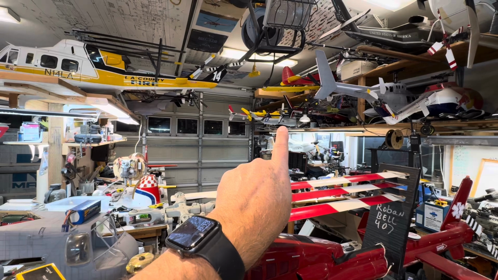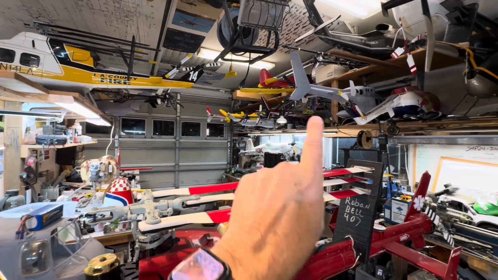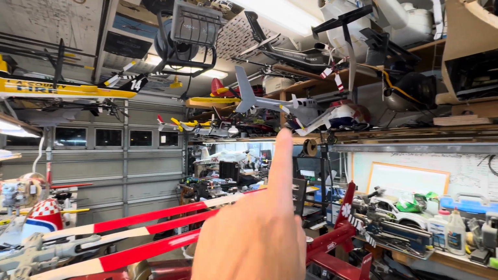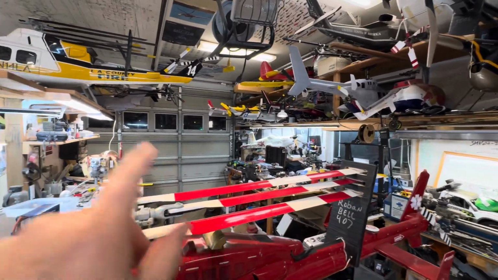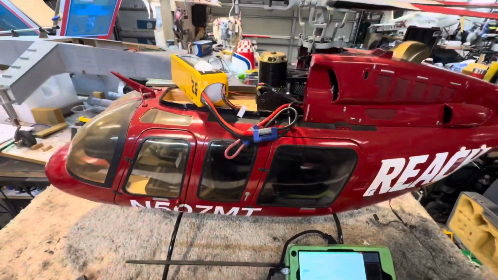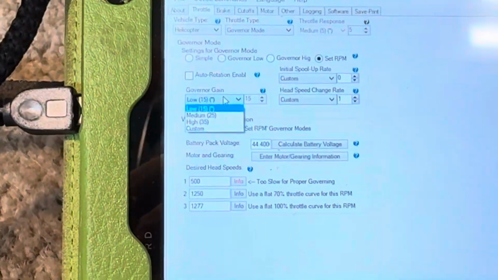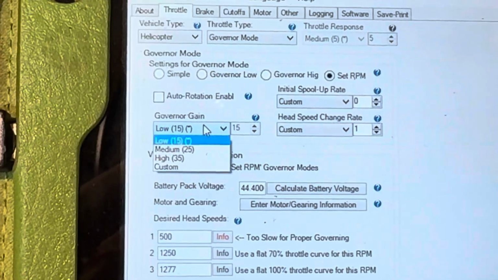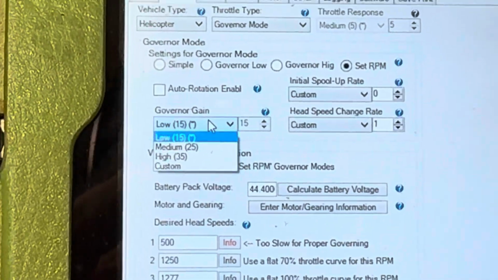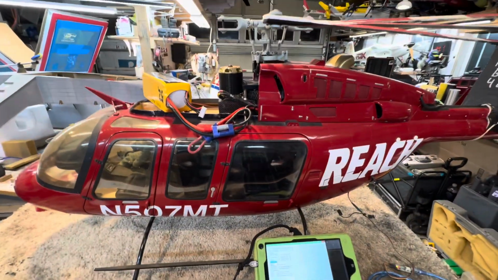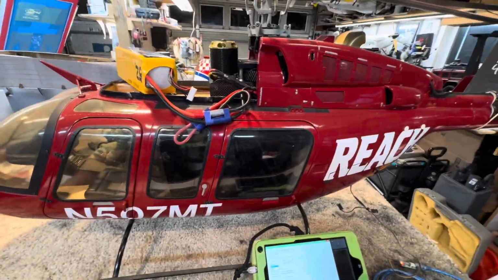Now I run Scorpions and he has an Align motor, I believe, in the 222. So, which is even worse. The Aligns are really bad. He's been chasing this problem for years and years. So we're going to try to do a lower head governor gain on there where I went from a medium to a low. I didn't notice it a lot, but it was there. So we're going to try it out.